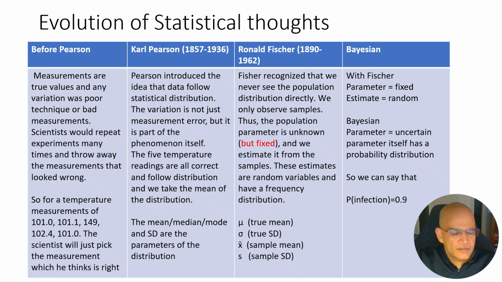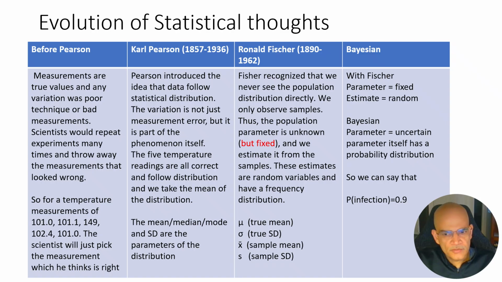Karl Pearson said that yes, measurement errors can happen, but a lot of the variation in measurements is a part of the phenomenon itself. So all the temperature readings, you take them, and they will follow a distribution, and then the population can be described in terms of parameters. He described 4 parameters: your mean, standard deviation, skewness, and kurtosis. So that's the concept of parameters. But Karl Pearson was still, when describing a population, measuring everybody in the population.